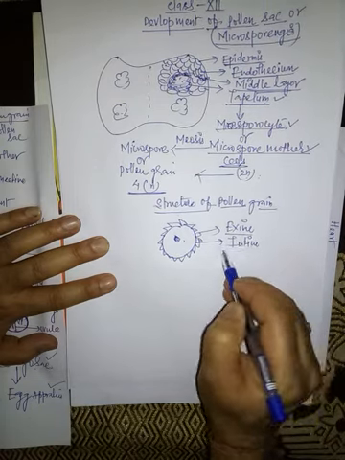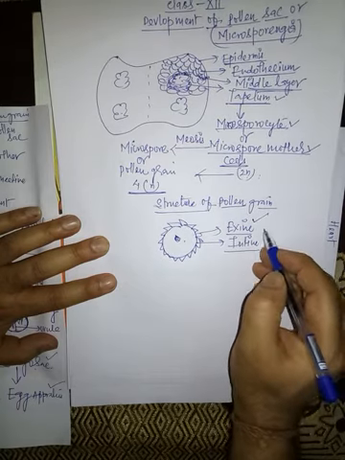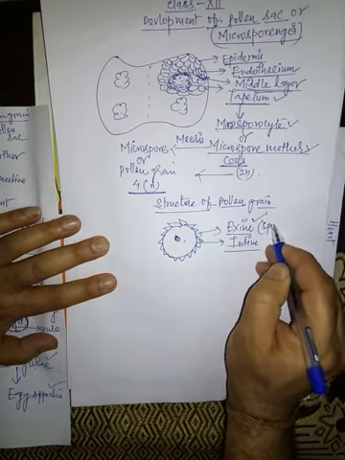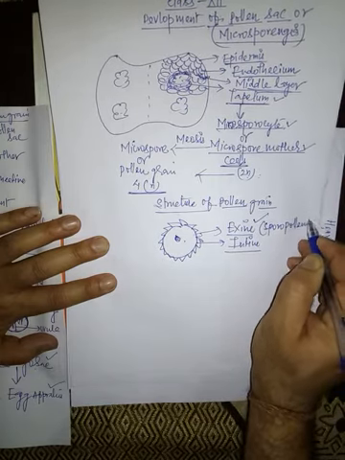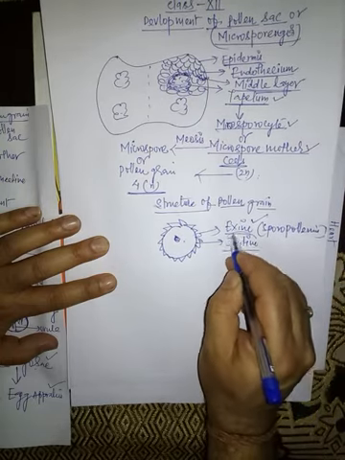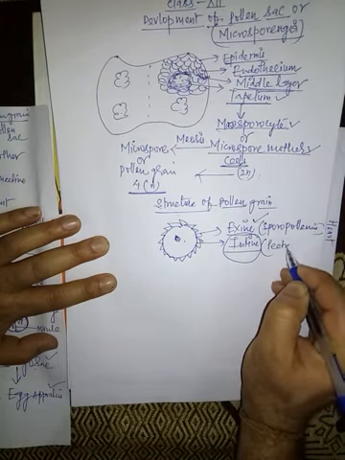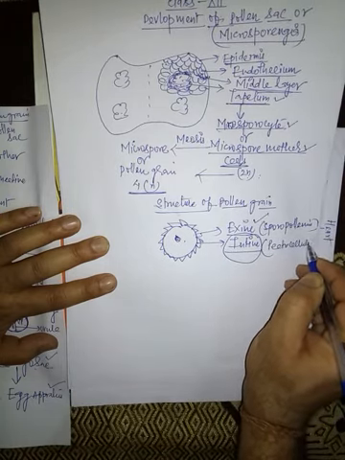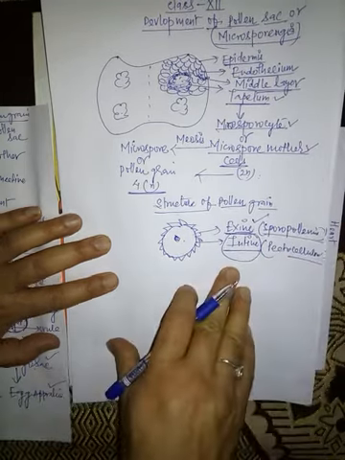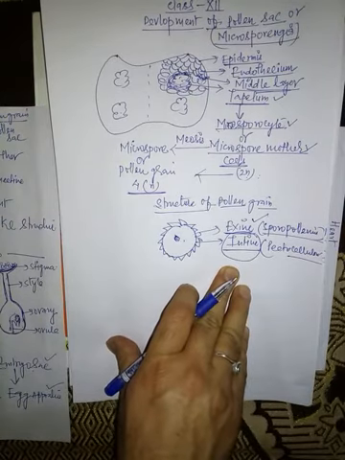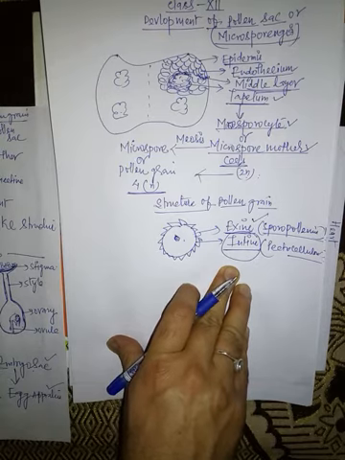These pollen grains contain two layers. Outer layer is made up of sporopollenin and inner layer is called intine. It is made up of pectocellulose. Exine is made up of sporopollenin, intine is made up of pectocellulose. Exine is a hard layer and intine is a soft layer.